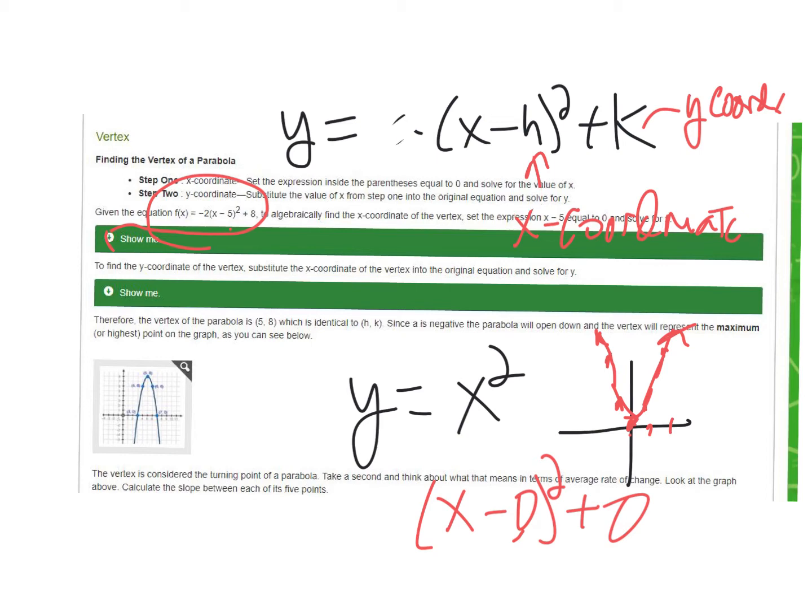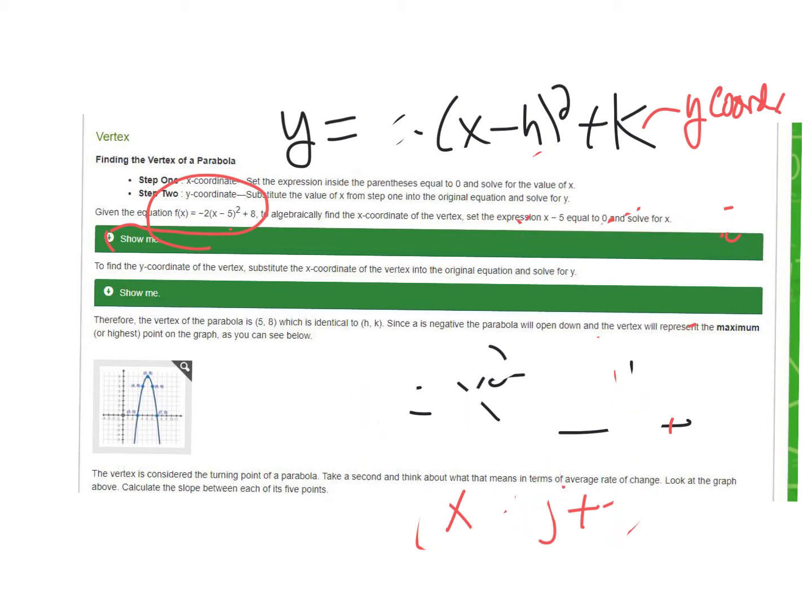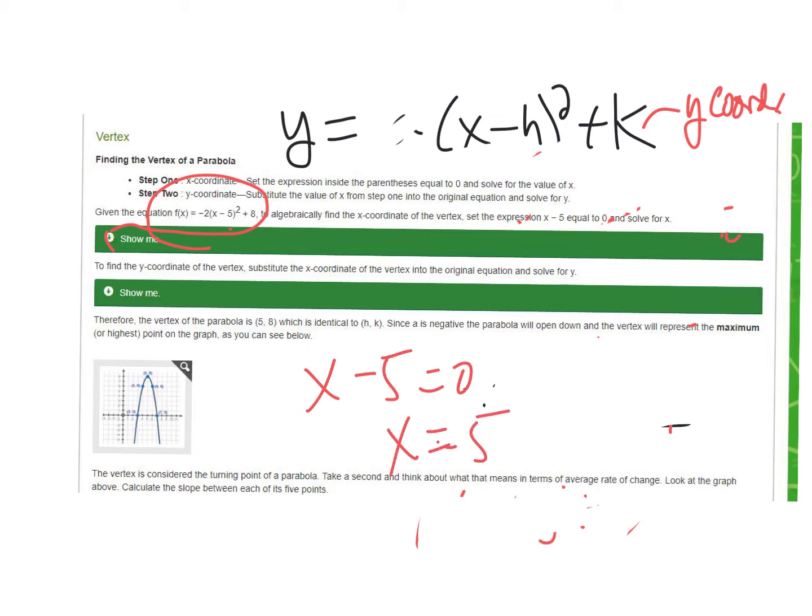Let me get rid of some of this. What we're doing is we say when is that equal to 0, because we know normally the vertex is at x equals 0, and y is 0, so (0, 0). So where is that equal to 0? Well, we're going to add 5 to both sides. x equals 5. So you notice how it changes sign? So really, that's the shortcut way to do it.